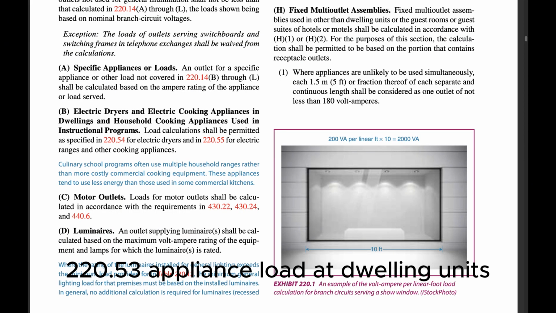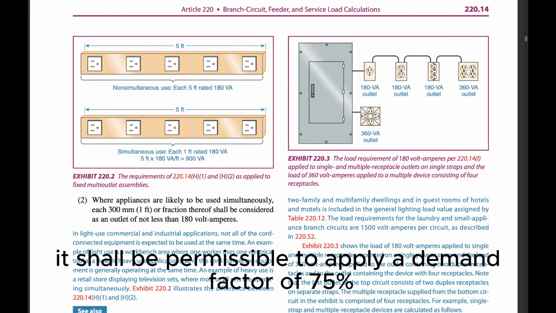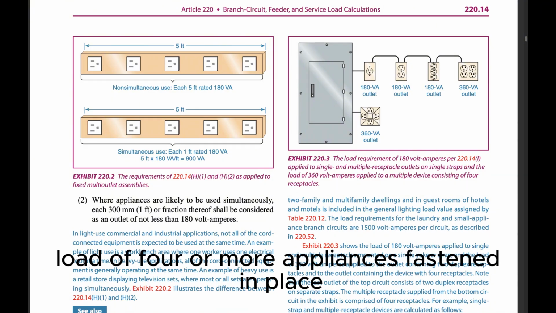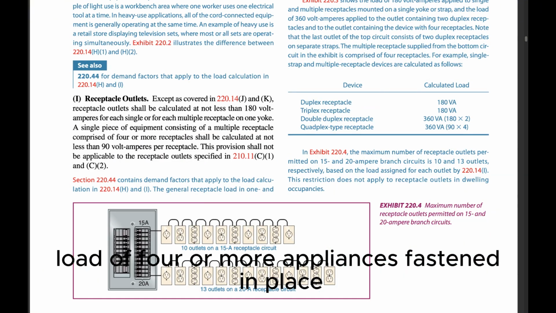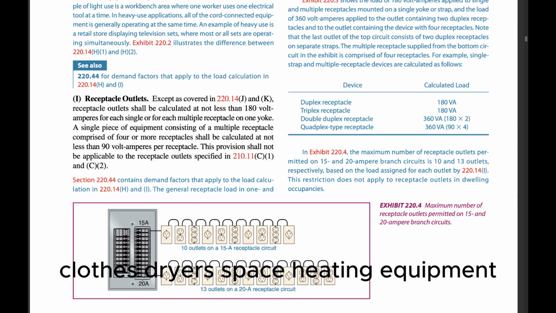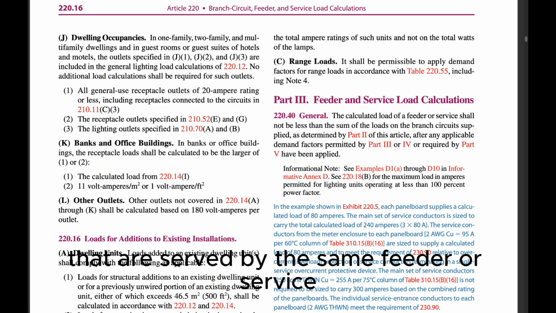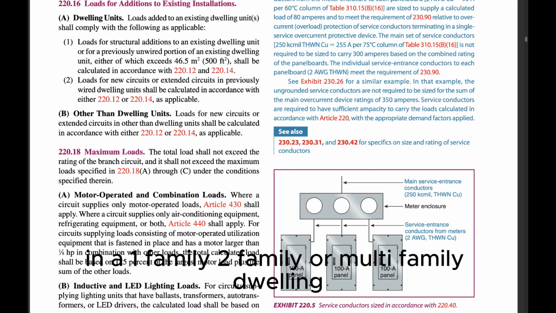220.53 Appliance load, dwelling unit(s). It shall be permissible to apply a demand factor of 75% to the nameplate rating load of four or more appliances fastened in place, other than electric ranges, clothes dryers, space heating equipment, or air conditioning equipment, that are served by the same feeder or service in a one-family, two-family, or multifamily dwelling.